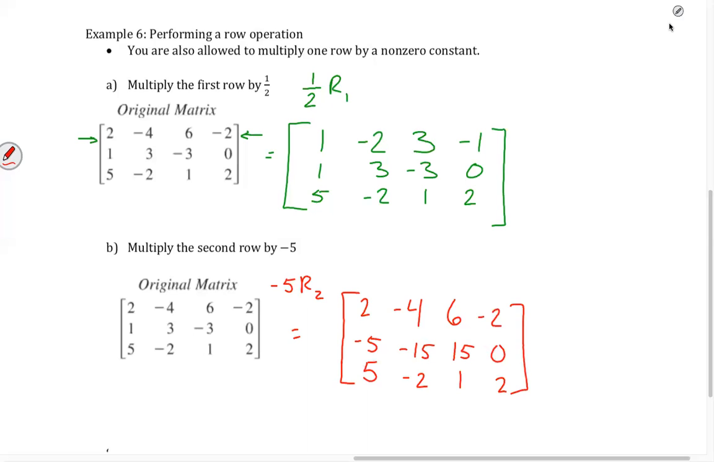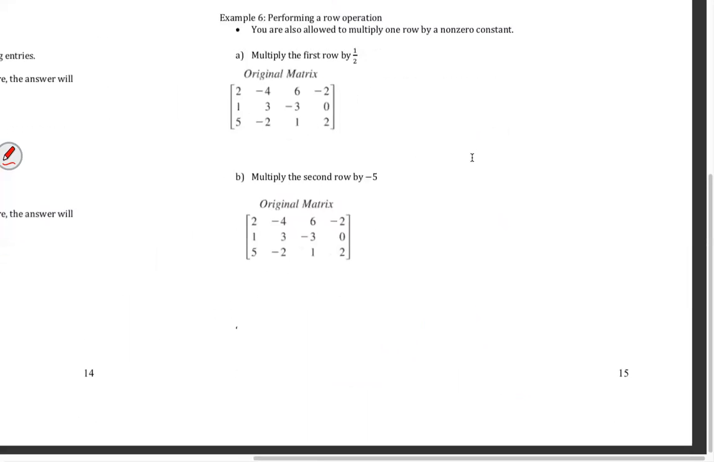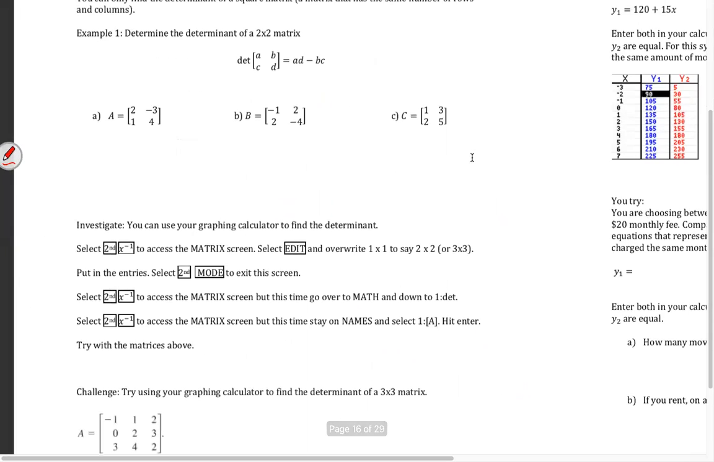All right. So what I would do is I would say, hey, here, my new row 2 is going to be row 1 minus row 2. And I would just add or subtract those numbers together. And I would rewrite that as row 2. All right.